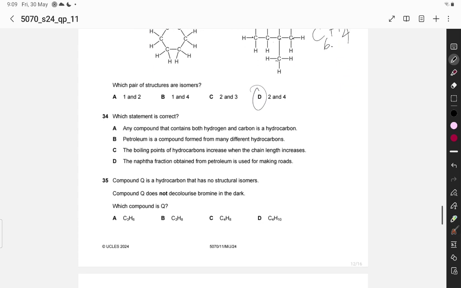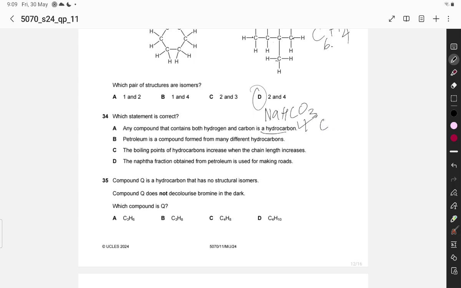Question number 34, which statement is correct? Any compound that contains both hydrogen and carbon is a hydrocarbon. No, this is incorrect because in sodium hydrogen carbonate, carbon and hydrogen are present, but this is not a hydrocarbon.